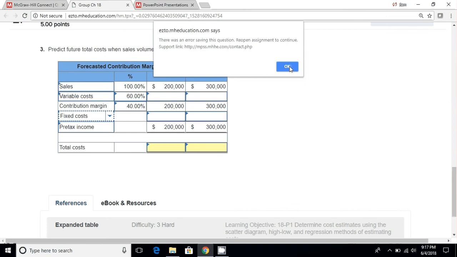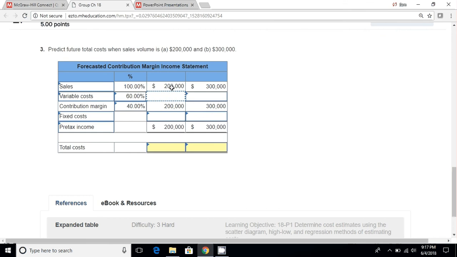All right, so if our variable cost is 60%, then what is total variable cost when sales is 200,000? Well, I think it's 60% of 200,000. That's going to be 120,000. And if that's 120,000, contribution margin must be 80. At 300,000, what's variable cost? It's 60% of 300,000. Therefore, 180,000. And if that's 180,000, contribution margin must be 120,000. Okay, we get that. That's awesome.